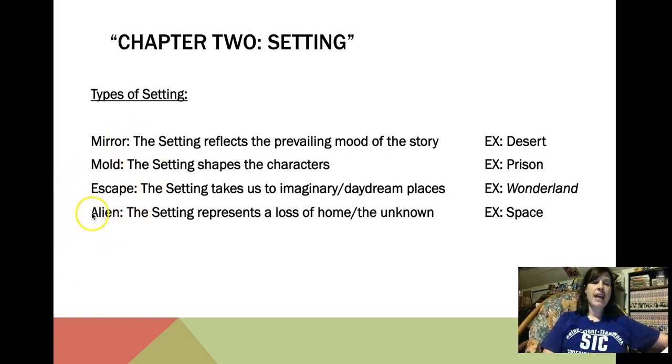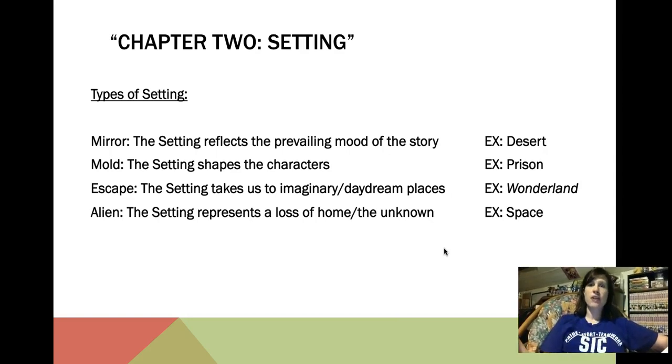And then finally we have the alien setting. And alien does not mean just space. I know I put space as the example, but it is not just alien in the sense of extraterrestrials. An alien setting can be anywhere where the character in the story feels lost or hopeless or in the complete unknown. If a character is homeless, they may be in an alien setting. If they've been picked up and moved to a new location without any warning, that may be an alien setting for them. So it doesn't have to be science fiction. It can be a realistic setting.